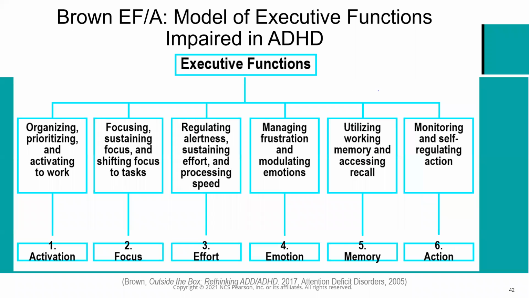The Brown scales are designed to measure the broader notion of attention as a group of interacting executive functions, and the model is laid out as such, as you can see on the slide here: organizing or activation, focus, effort, emotion, memory, and action. Similar constructs to other models of executive function that we see in the literature as well.